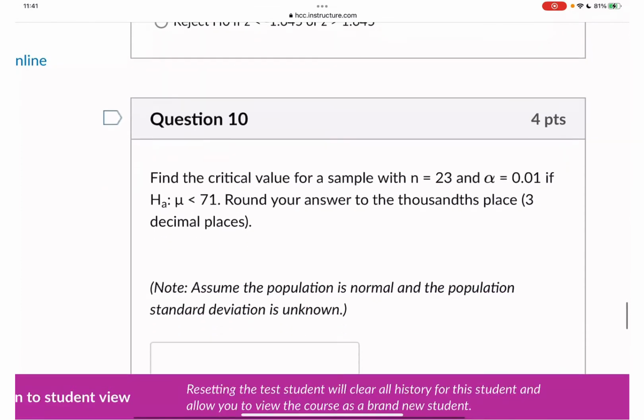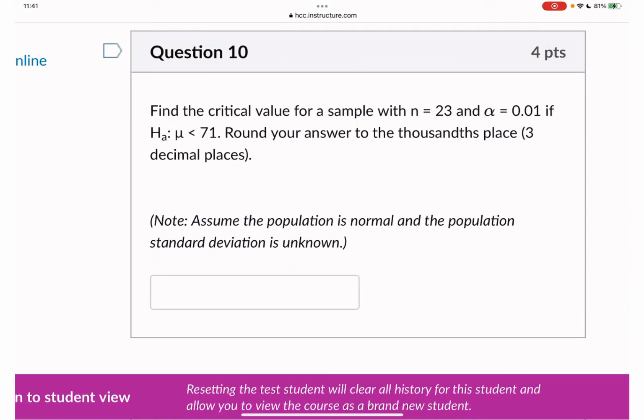Okay, question number 10. Find the critical value for a sample with n equal 23, alpha equals 0.01, if the alternative hypothesis is less than 71. How are we going to work with this problem? Since n is equal 23, which is less than 30, instead of the z-score we are going to use the t-score. Let me open the t-score.